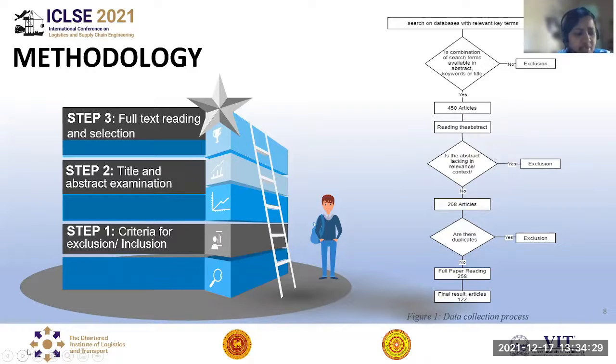The first step was the criteria for inclusion and exclusion. Article selection was done prior to the analysis by creating inclusion and exclusion criteria in order to acquire highly relevant literature. 450 articles were obtained following this procedure, and in the meantime, exclusion criteria were established to eliminate unclear items that were not strongly related to key topics.